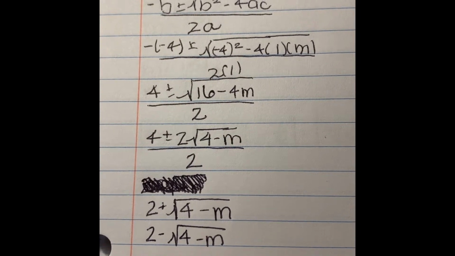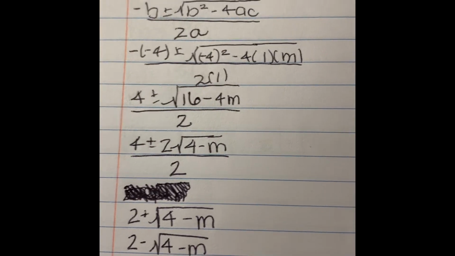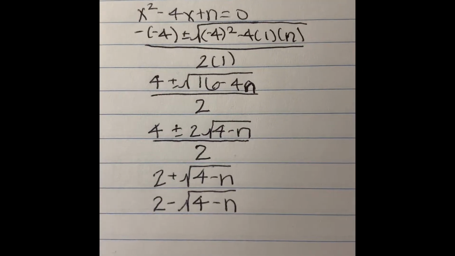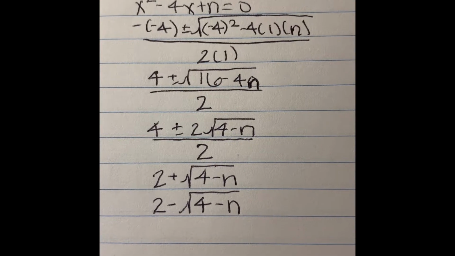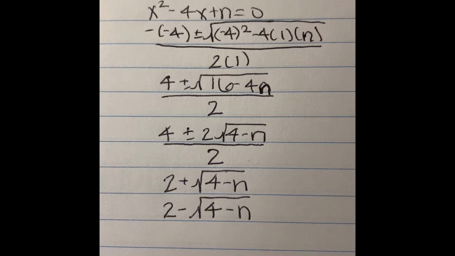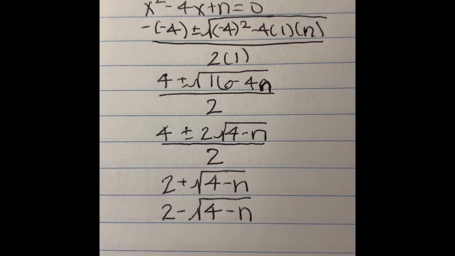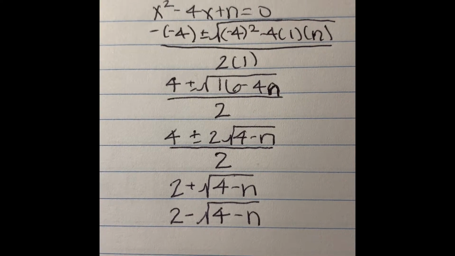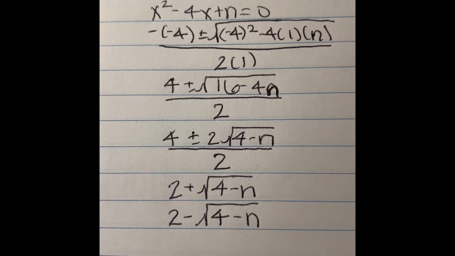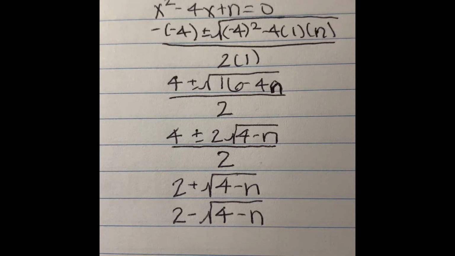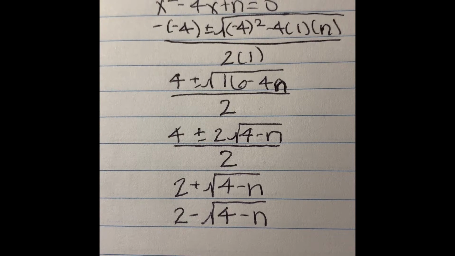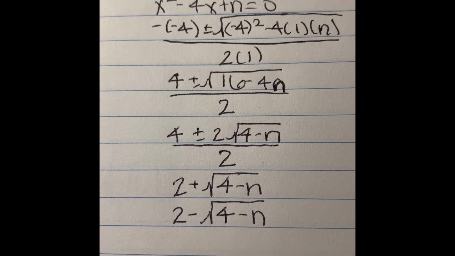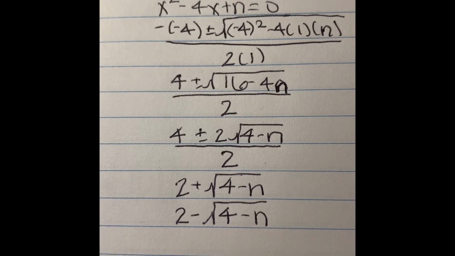Then we're going to do the exact same thing for the other equation. We go back over here and look at x squared minus 4x plus n equals 0. Again, we use the quadratic formula. The only thing that's different about these two roots is that there's an n instead of an m. So our two roots are 2 plus the square root of 4 minus n and 2 minus the square root of 4 minus n.